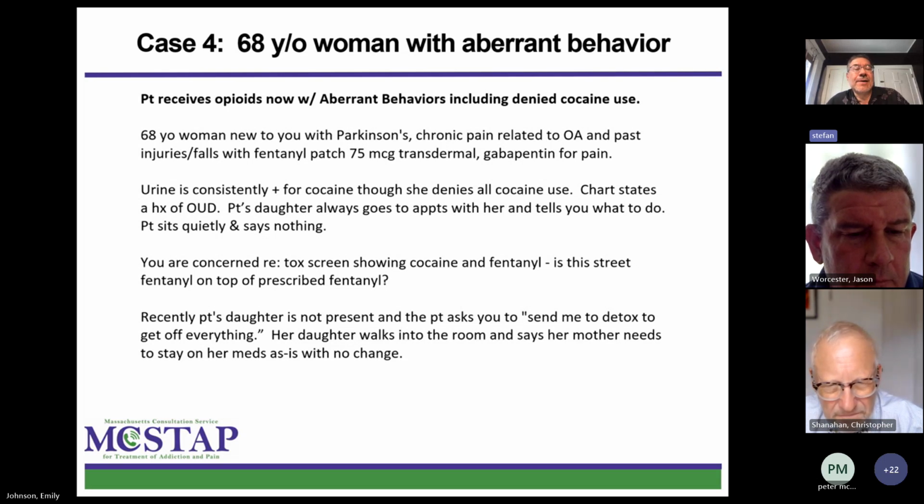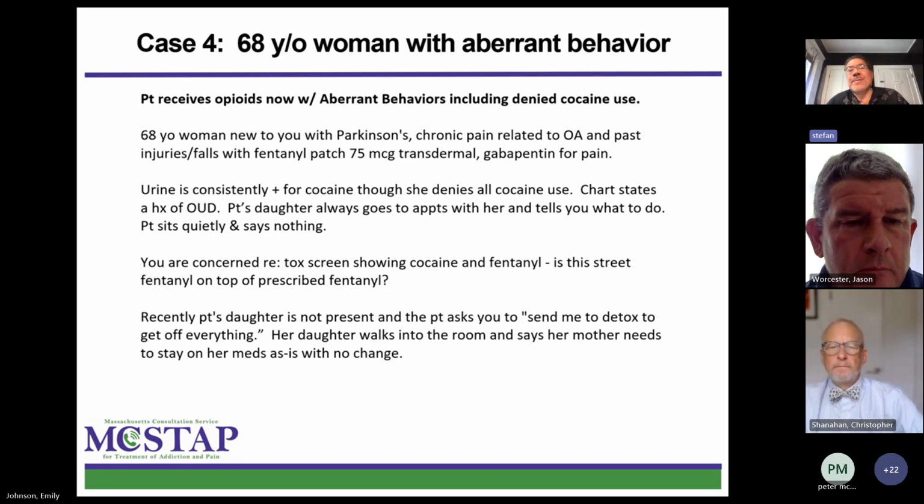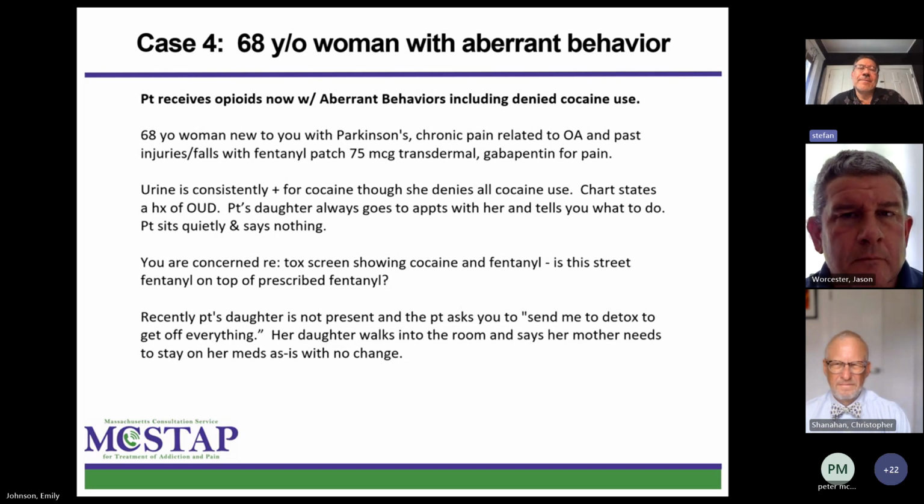Now, there is cocaine in her urine. There is a chart record at some point in the past of opioid use disorder. Patient's daughter is there to help. She's there to translate. The person speaks English, but she's there to translate the mother's needs when the mother sits there quietly and doesn't say anything. But you are uncomfortable with the cocaine and fentanyl in the toxicology because what kind of fentanyl is it? Who distributed it, manufactured it? Is it the prescription you gave or something else? And then there's a stigma around cocaine, and we've touched on this before. I have in previous talks.